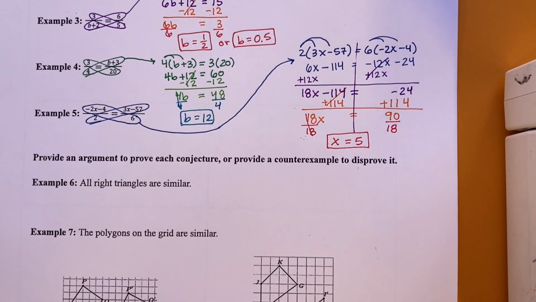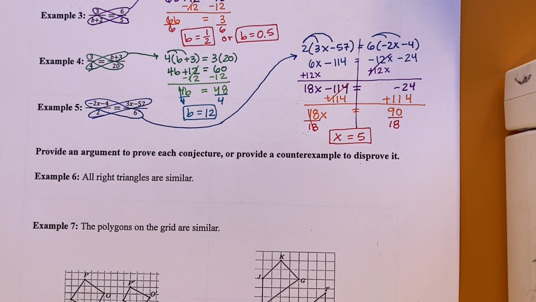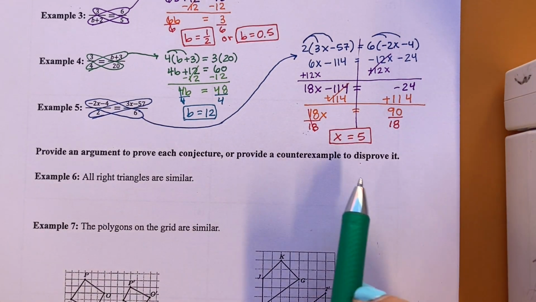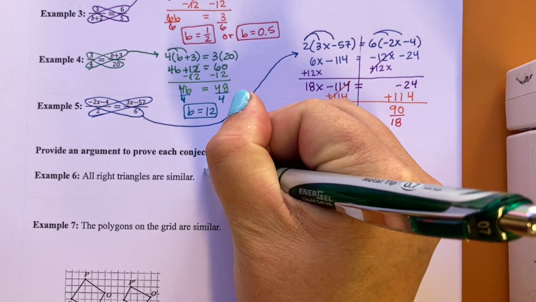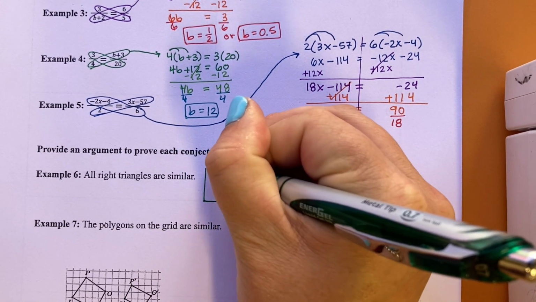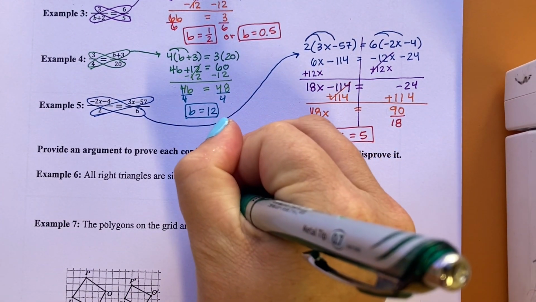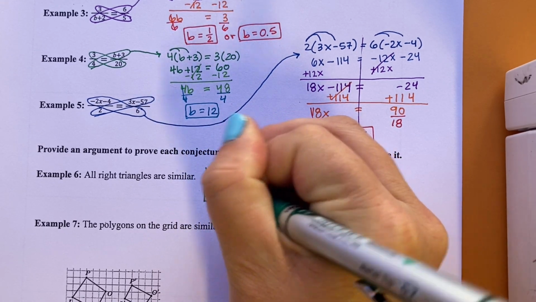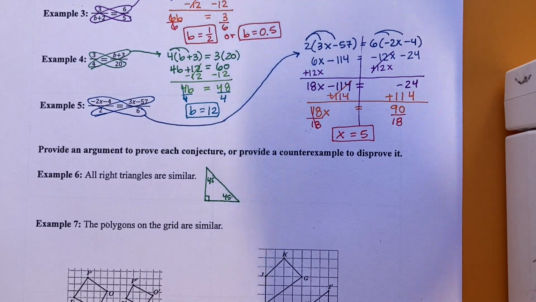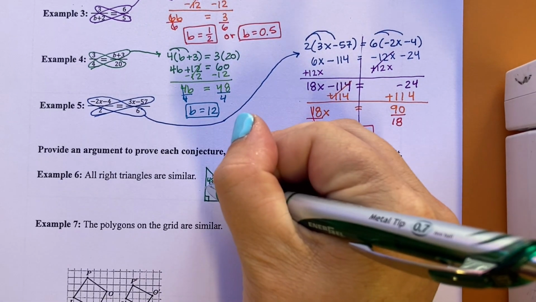Our next examples want us to provide an argument to prove each conjecture or provide a counterexample to disprove it. So example 6 states that all right triangles are similar. Well, I can disprove that because I can have a right triangle with 45 degrees and 45 degrees, which is an isosceles triangle.